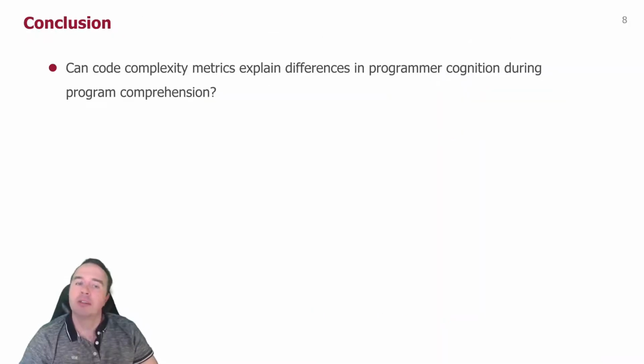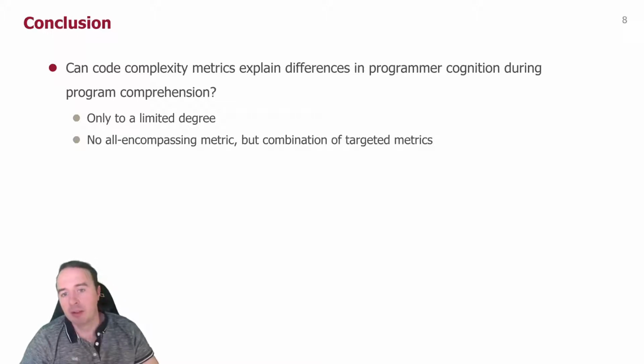In conclusion, the answer to our overarching question, can code complexity metrics predict difficulty of program comprehension, is, well, at best to a limited degree. And this is across multiple perspectives on programmers' cognition.